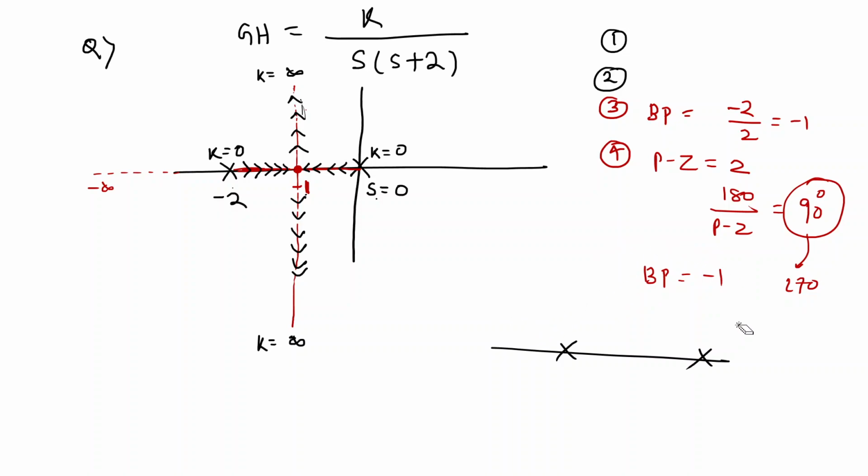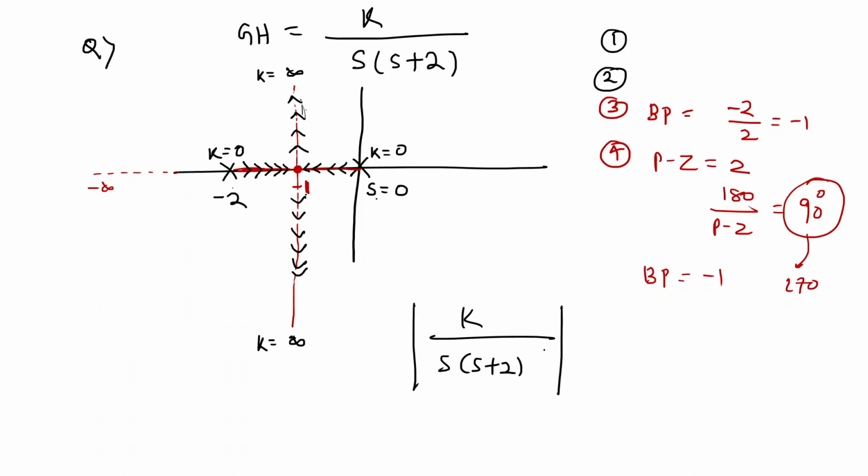You have to first find it out. How can you find out? I told you, you have to apply the magnitude condition to find k at any point. So, k divided by s into s plus 2, take the magnitude and equate it to 1. At which point do you want to find it? At -1. So put s equal to -1. Then -1 times (-1 plus 2), which is 1, take the magnitude equal to 1. So you will get k equal to 1, right?